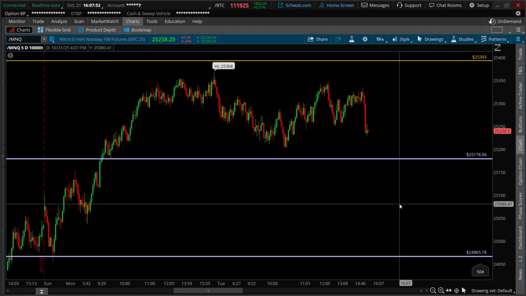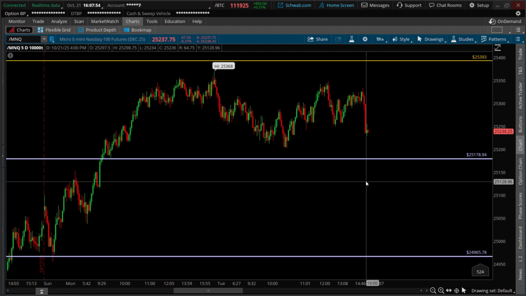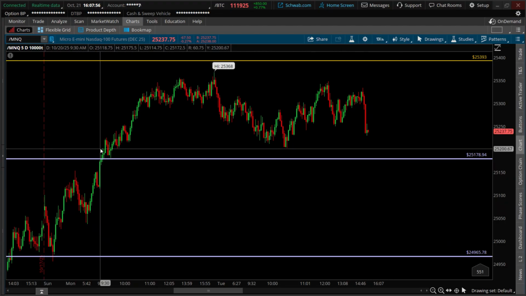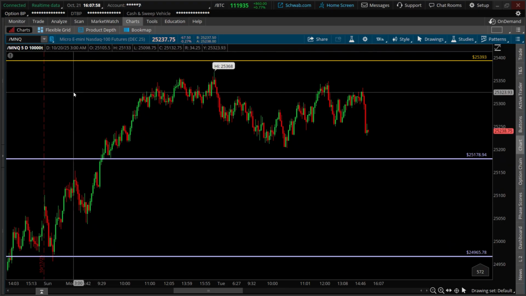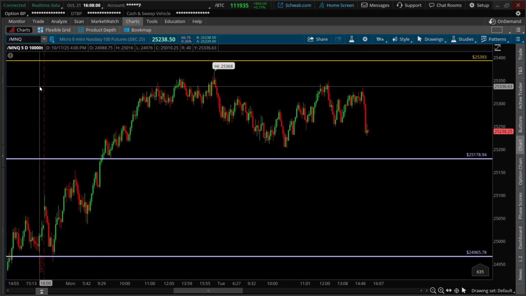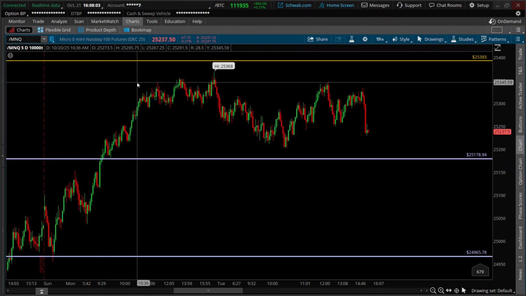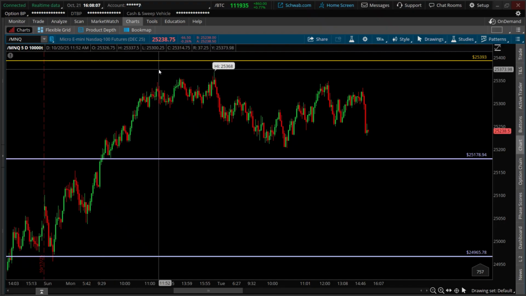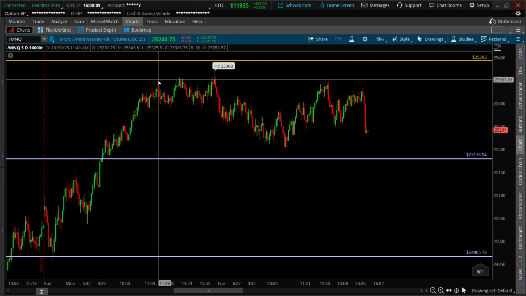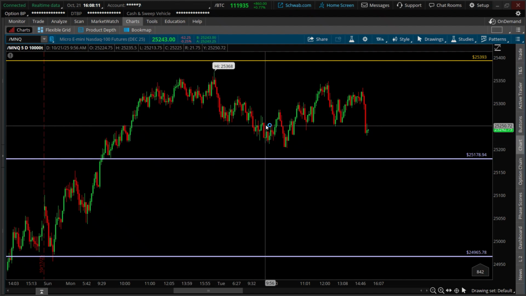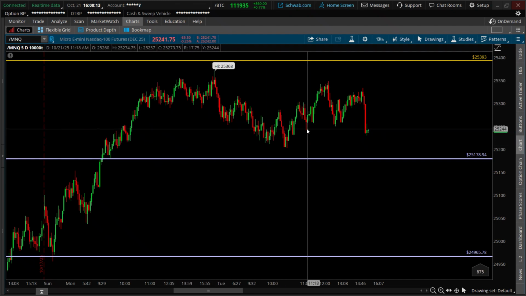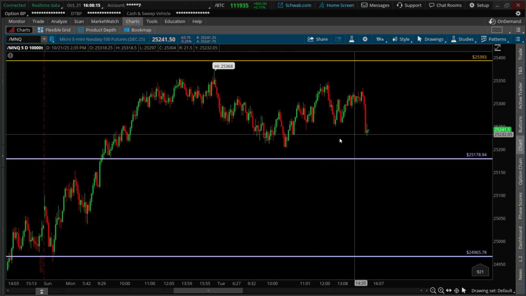Today's Tuesday, October 21st, and this is a status check on a position I took this afternoon involving the Micro E-mini NASDAQ 100 futures, ticker symbol MNQ. As of the time of this recording, the NASDAQ 100 is quoted at 25,238 and 3/4. Overall trading, NASDAQ was down a bit under 64 points.